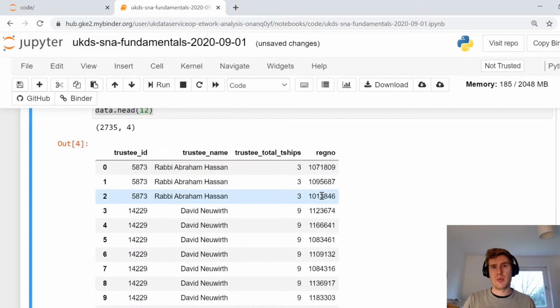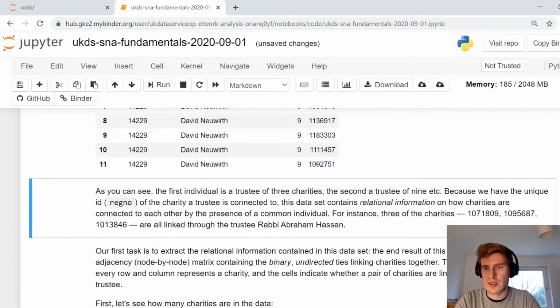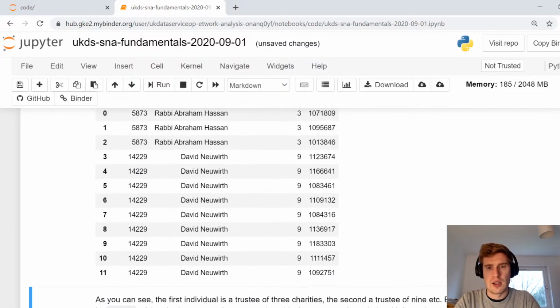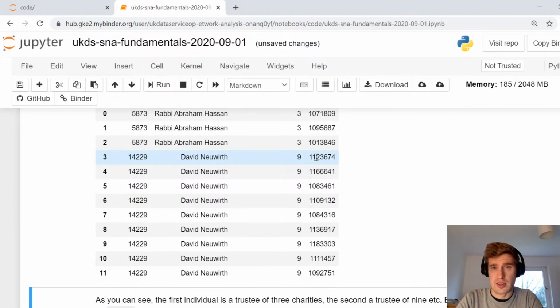So using our example, and we'll develop this further in a moment, we can initially say that these 3 charities here are definitely connected to each other through a common individual here, this rabbi here. We can see that there's a second person who sits on the board of 9 organizations, which I'm not sure where they find the time.